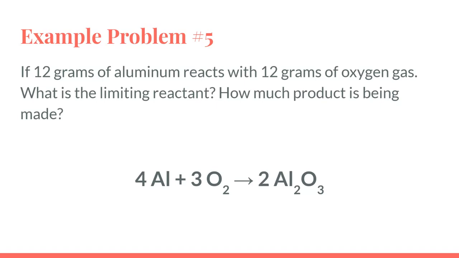So you should have gotten the equation on this slide and balanced in this way: 4 aluminum plus 3 oxygen, and remember that oxygen is diatomic, that might have messed you up, goes to form 2 moles of aluminum oxide.